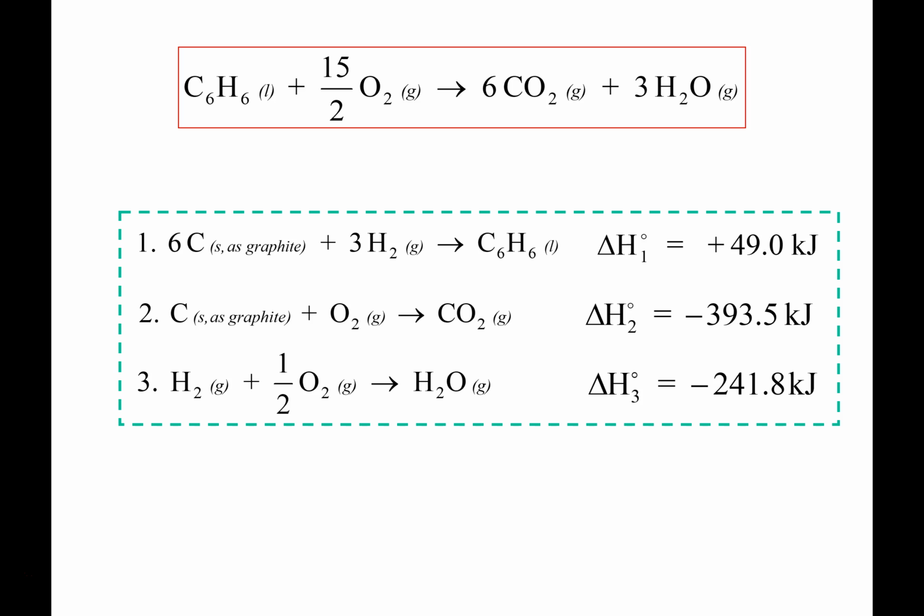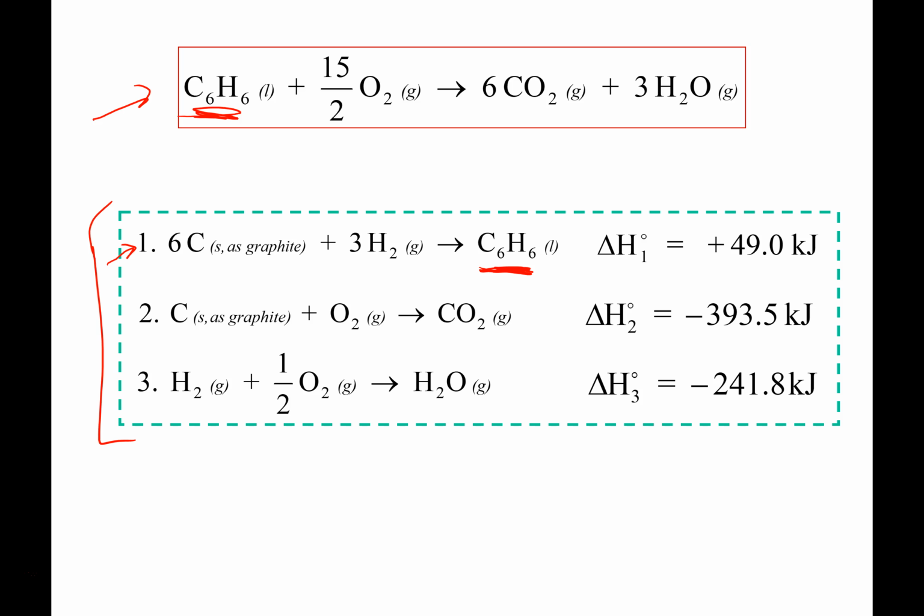So, the way I would do it is I compare my puzzle pieces with the overall reaction of interest, and I try to focus on something that's unique. For instance, if we look at the first one, do you see where I have 1 mole of C6H6 on the product side, but what I need is on the reactant side? So in a minute, you're going to see puzzle piece 1 flipped around. I flip it around, I have to change the sign of the delta H.